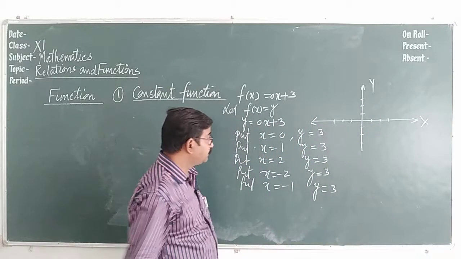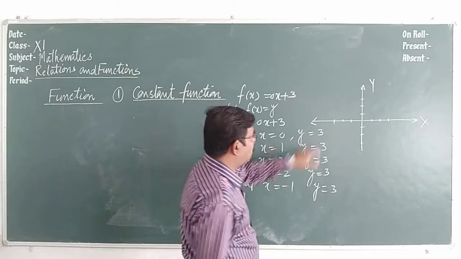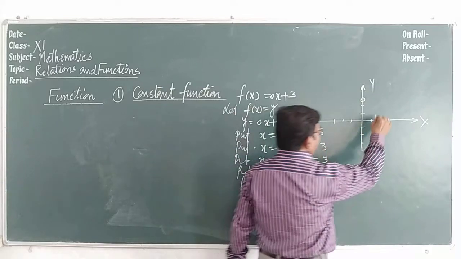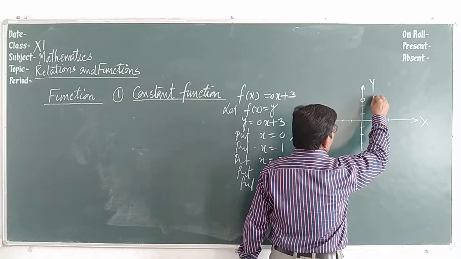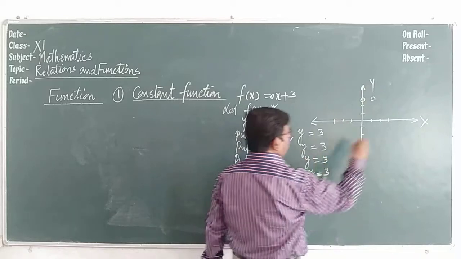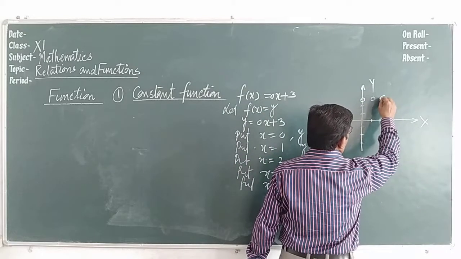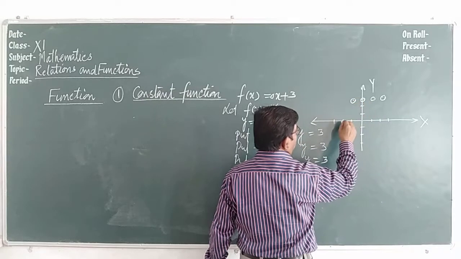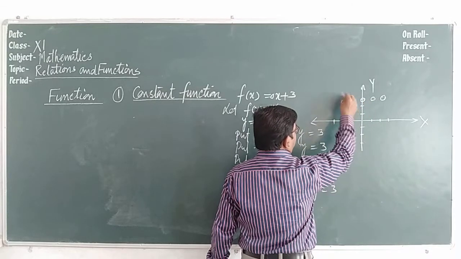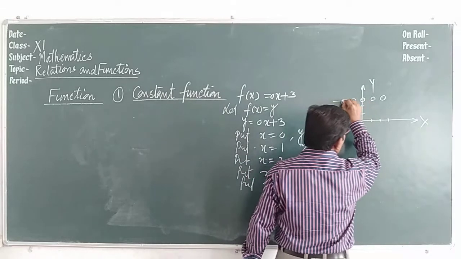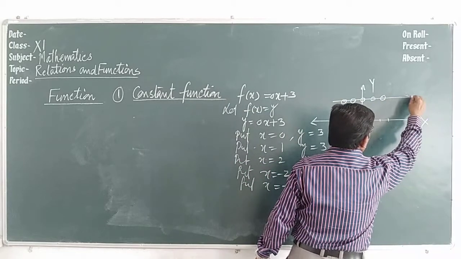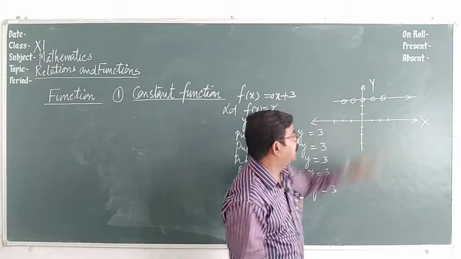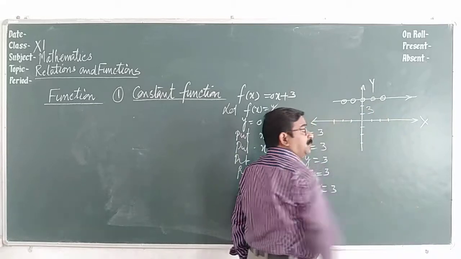Let's plot the graph. x = 0, then y = 3. This point. x = 1, then y = 3. This point. x = 2, then y = 3. This point. x = -1, then y = 3. This point. x = -2, y = 3. This point. When we join all these points, we have a straight line parallel to the x-axis. This line is at a constant distance of 3 units.